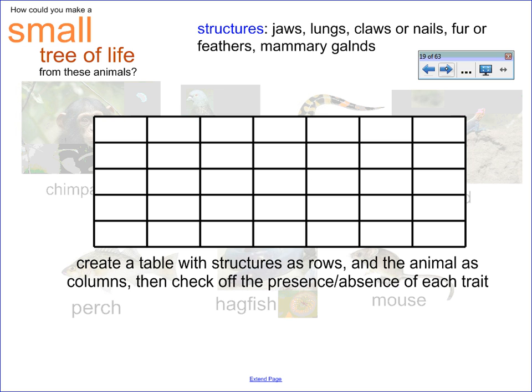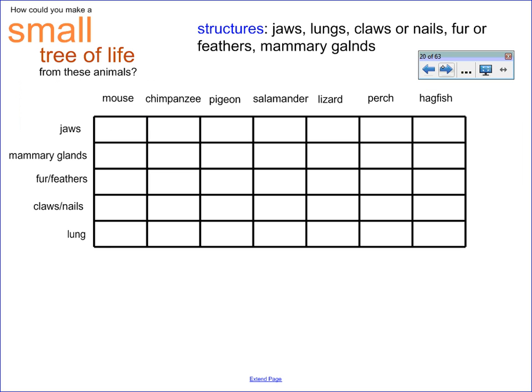So go ahead, looking at the pictures and doing your best based on prior knowledge, have a chimp column, and then for each of these 5 categories, check off the chimp whether or not it has each of those. And what you should find will reveal, again, a phylogenetic relationship. Do that now. If you didn't pause the video and do it, shame on you. So here's what mine looks like. We can go through a couple of these.